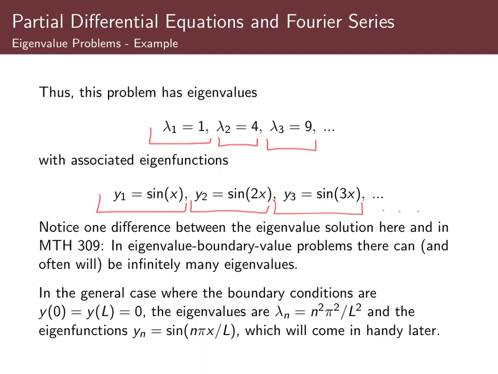And one last thing to leave you with, in the case where we actually have y of L and not y of pi equal to 0, the eigenvalues in this case are actually just a bit different. It's n squared pi squared over L squared. And the eigenfunctions are sine of n pi x over L. Okay, so in the case where L is pi, the pi's cancel nicely here, and you just have lambda n is equal to n squared and y n is equal to sine of n x. But those are the general cases, and that will come in handy a bit later.